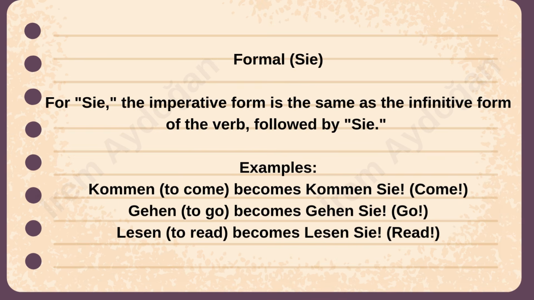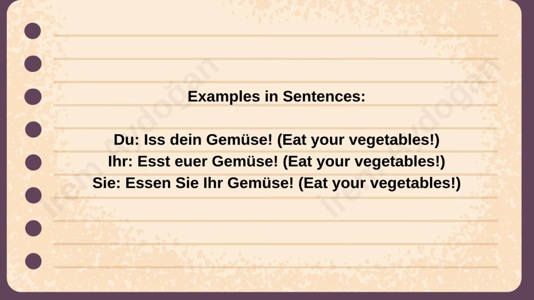And an example with du is: iss dein Gemüse, eat your vegetables. With ihr, esst euer Gemüse, eat your vegetables. With Sie, essen Sie Ihr Gemüse, eat your vegetables.